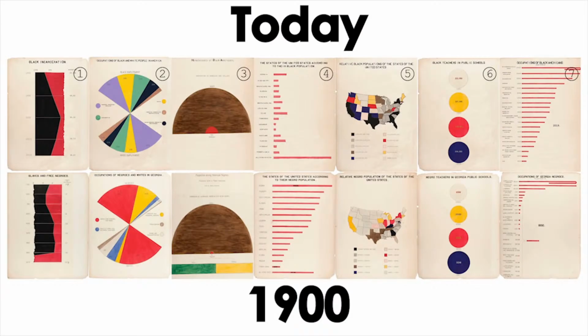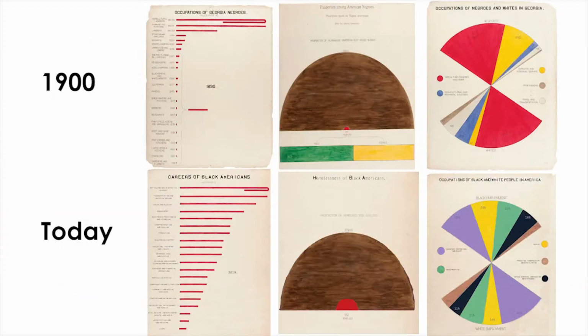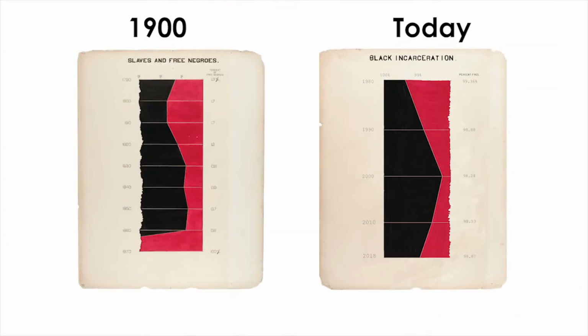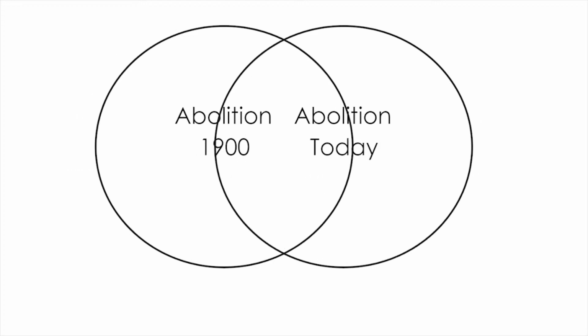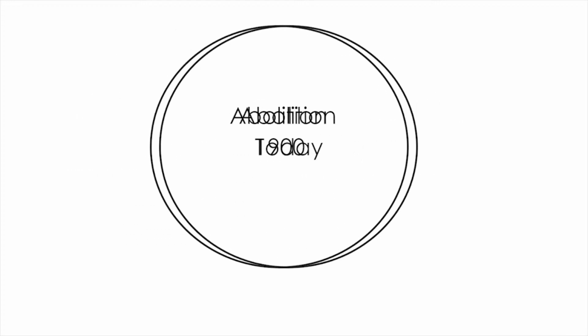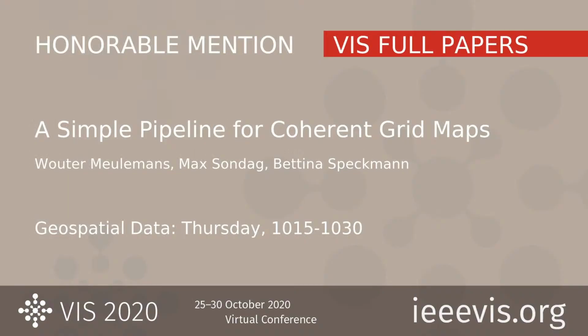We used data from today's United States to recreate 7 abolitionist data visualizations, which were originally presented by W.E.B. Du Bois in 1900. Comparing the modern and historical versions, we can see continued racial disparity in America's geography, economy, education, and justice systems. This view of the past alongside the present invites us to look at the historical context for modern-day abolitionist movements.